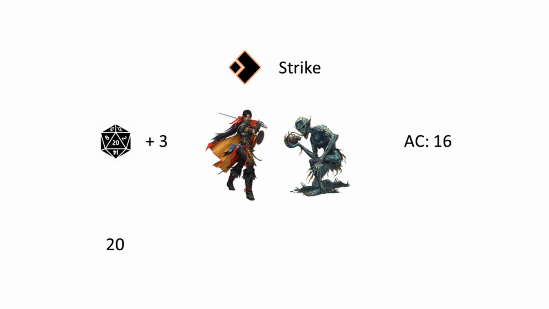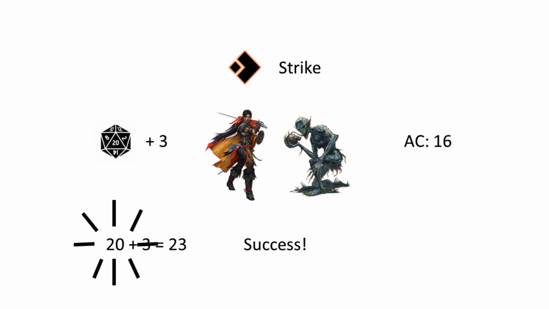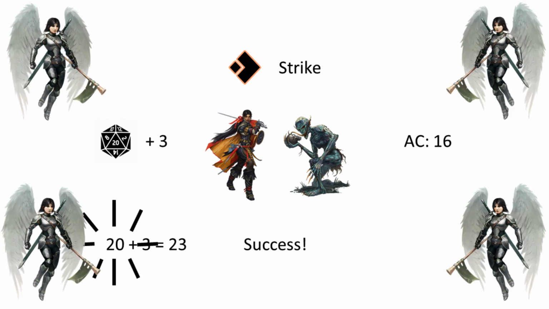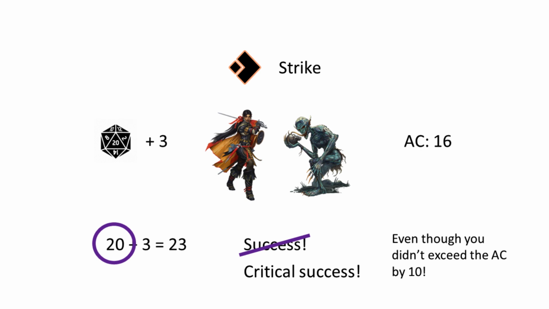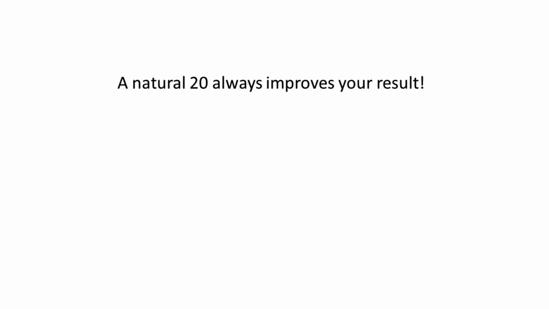Now let's try a third hypothetical. Let's say you rolled a 20. You add 3. You get a 23. Success! But wait. Rolling a 20 on the die is special. It's called a natural 20. This is a cause for celebration because your natural 20 upgrades your success to a critical success, even though you didn't exceed the AC by 10. In fact, a natural 20 always improves your result.